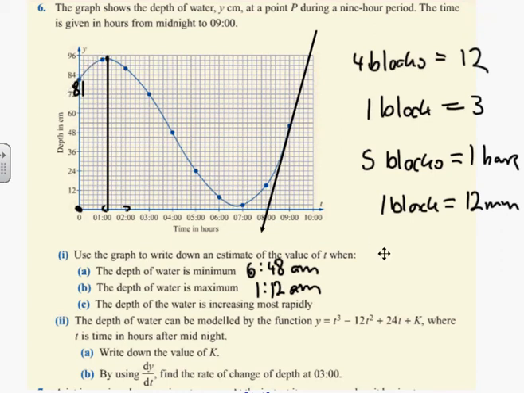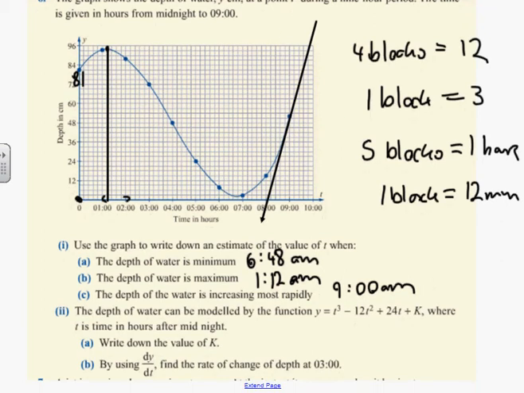Okay, write down the value of t. We'll say 9 o'clock. Everybody alright with that? Many people got them out, more or less, just ever so slightly different answers maybe. Okay, now next part after that.